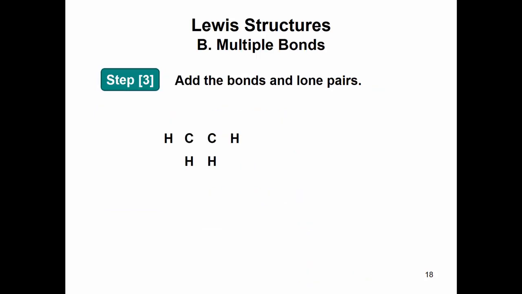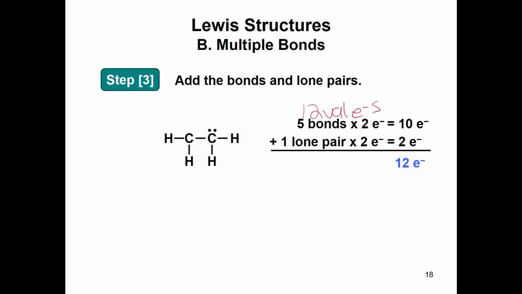So if we do what we did before, and we add bonds and lone pairs, so we do this. Okay, so there's a bond. We connect all of our atoms there. Okay, so if I add this up, I've got 2, 4, 6, 8, 10. I already have 10 electrons. Okay, and remember 12 is the number we're going for.